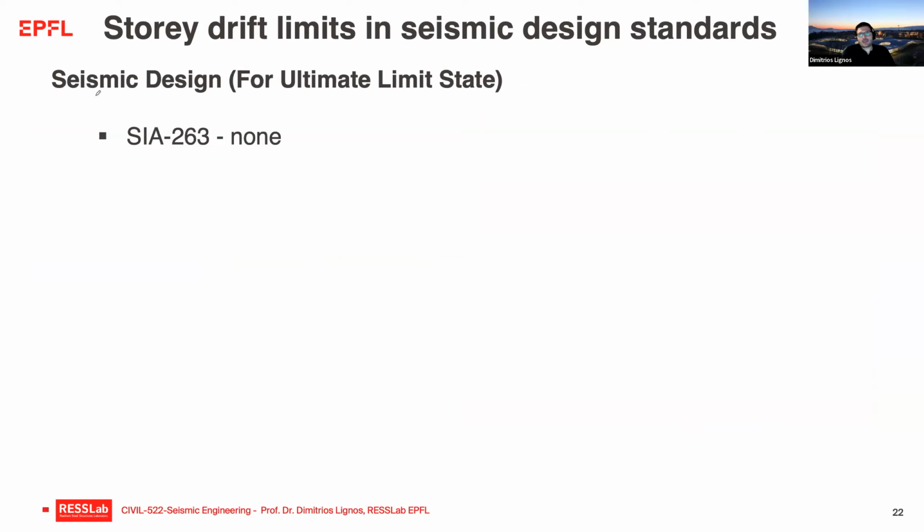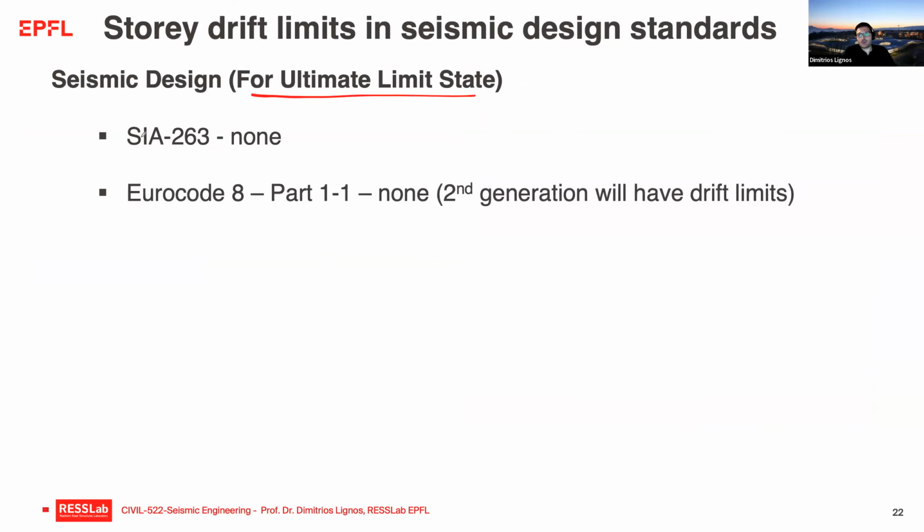Now, for our seismic design standards, when we consider the ultimate limit state, there are no explicit drift requirements in the SIA norms. If you look at Eurocode 8 Part 1.1, the current code, there's nothing. But in the second generation of the Eurocode provisions, there will be explicit drift limits for collapse prevention that will be referred to the individual materials as well as lateral load resisting systems.